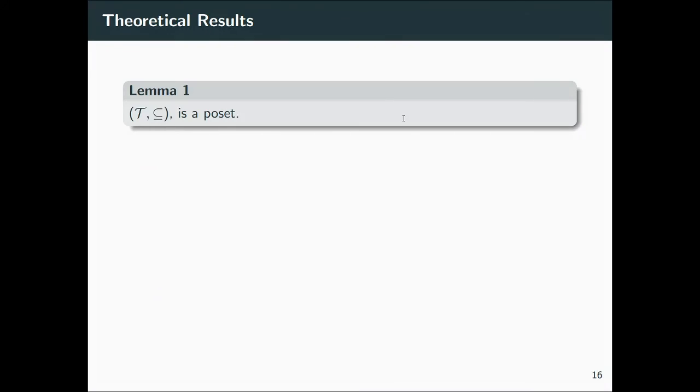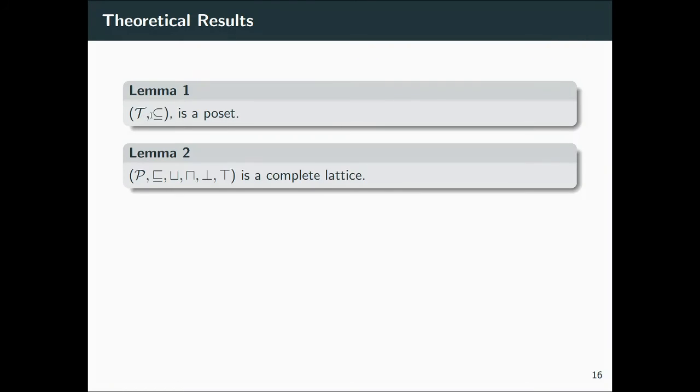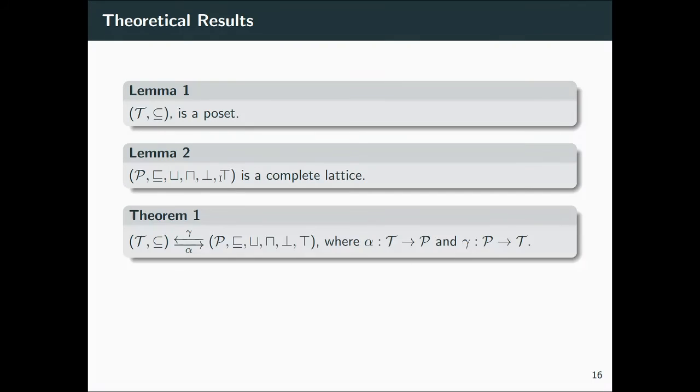The following result proves the correctness of our approach. First, we prove that the set T along with an ordering relation forms a poset. Next, we prove that the set of partial orders P along with an ordering relation and some operations that we have defined over it forms a lattice. Theorem 1 states that the abstraction function alpha and concretization function gamma establish a Galois connection among these two sets T and P.